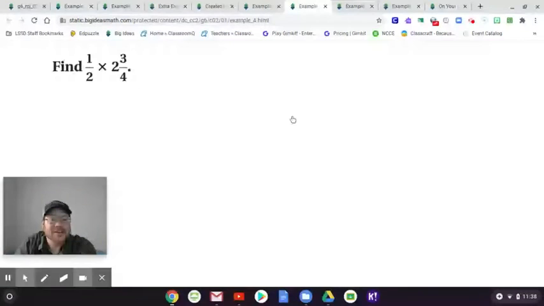Okay, we're getting slightly trickier now. So now we're going to throw in some mixed fractions. See if you can remember how to write 2 3/4 as an improper fraction. Okay, if you said 11/4, you are correct.